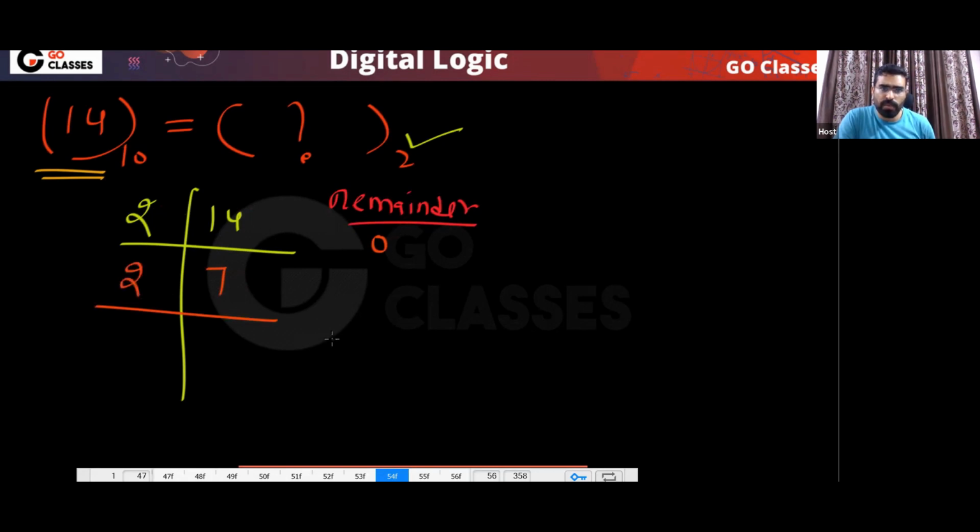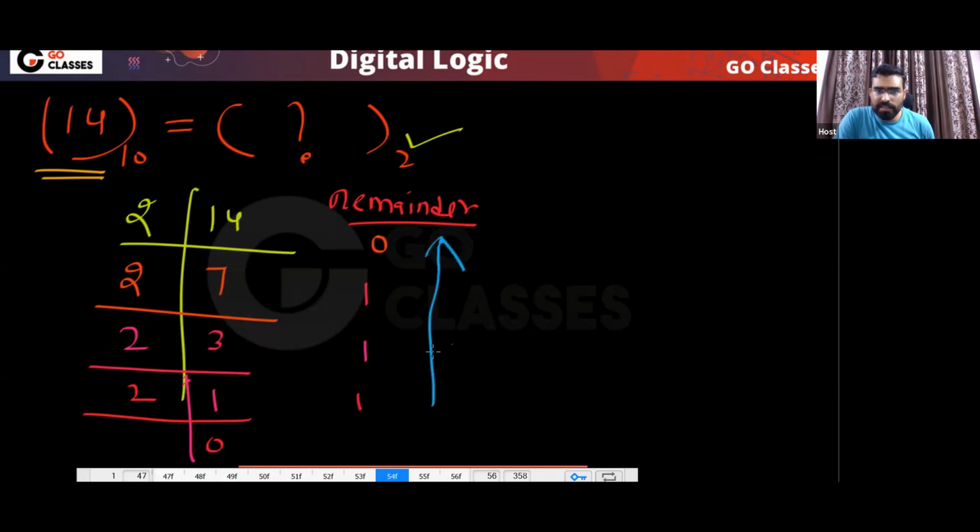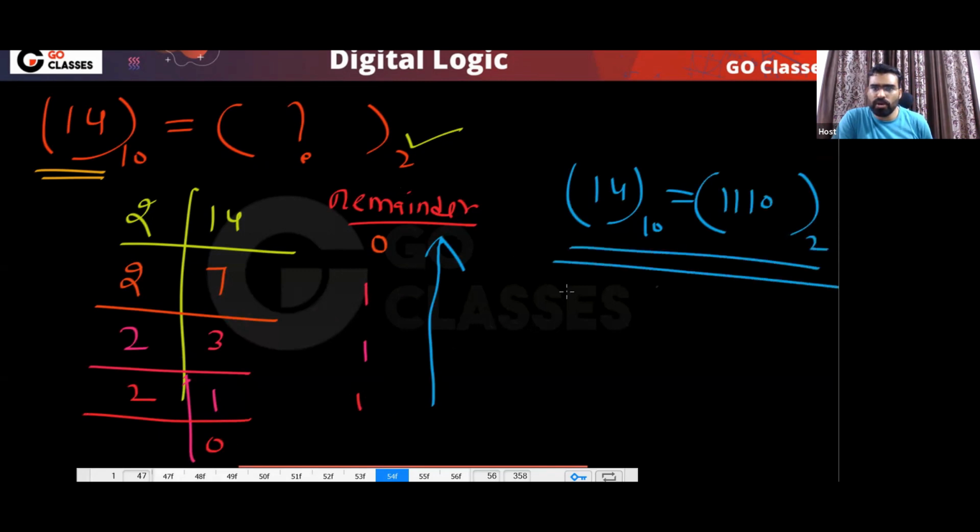Then again you divide by 2. The remainder will be 1 and the quotient will be 3. Again you divide by 2: the remainder is 1, quotient 1. Again you divide: quotient 0, and the remainder will be 1. Then people write the remainders from bottom to up. So finally, your answer in binary will be 110. This will be your answer in binary.